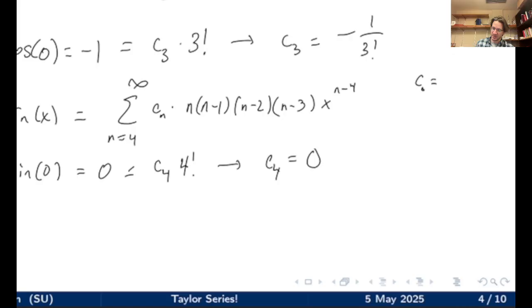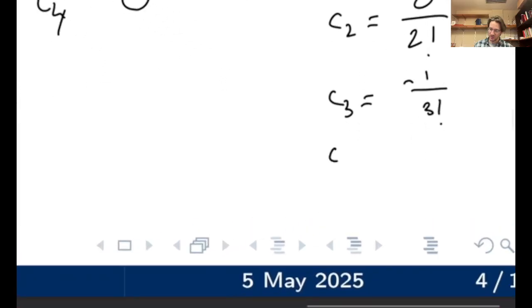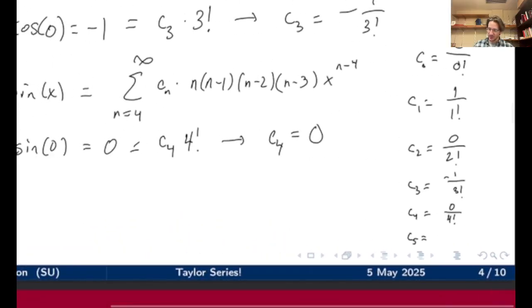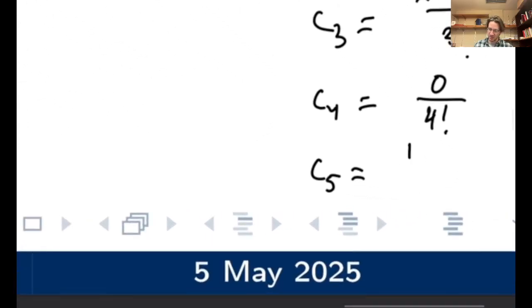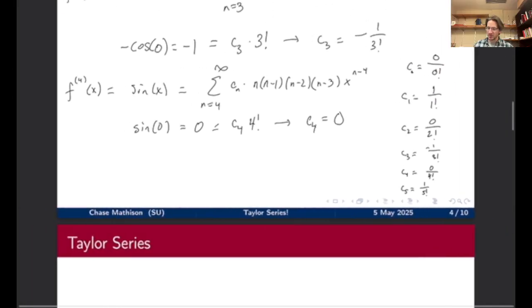We got C0 was technically 0 over 0 factorial, because 0 factorial is 1. C1 is 1 over 1 factorial. C2 is 0 over 2 factorial. C3 is minus 1 over 3 factorial. C4 was 0 over 4 factorial. Take a second and guess what you think C5 is going to be. Back to cosine of x. Hopefully you guessed that you would get positive 1 over 5 factorial. And so on and so on.